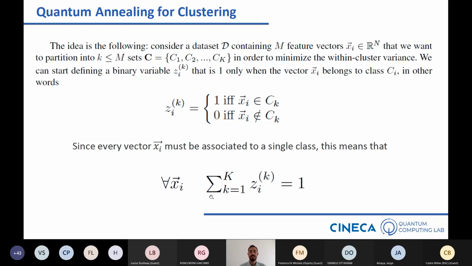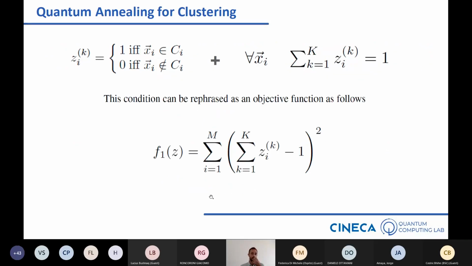Okay, so let's go on. Since we have defined our binary variable in this way, and since we also have this condition, we can already rephrase this condition in QUBO form, in terms of an objective function. Basically, if you look at this equation on the right, you take the 1 and put it on the other side, and you square everything. Then since this should hold for every xi, you sum over all the i's.